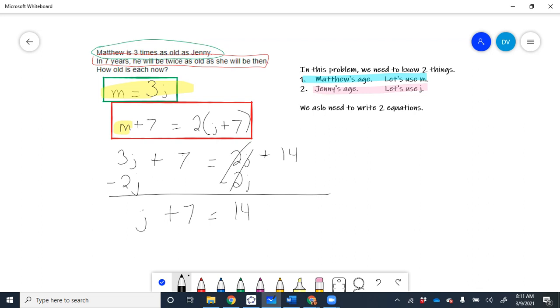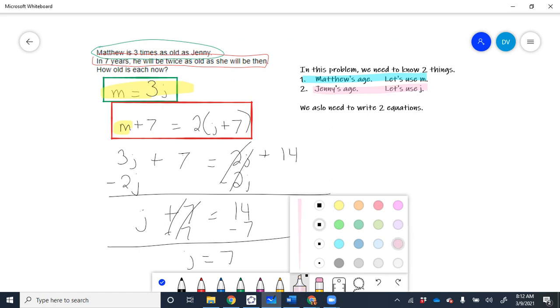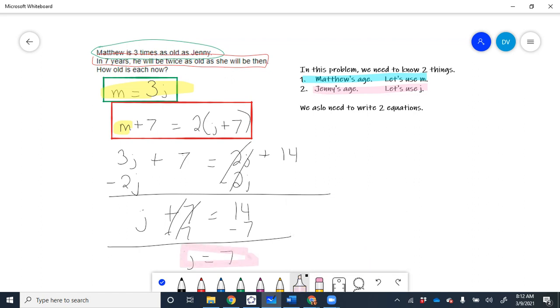And now we're going to solve for J. Since they've added 7, we want to do the inverse and subtract 7 from both sides of the equation. If we do that, these two will simplify, and we'll get J is equal to 14 minus 7, which is 7. Now I'm going to highlight that with pink, because up here we said that Jenny's age, or J, is pink. So that's the pink part of our answer, or one of our solutions, I should say.